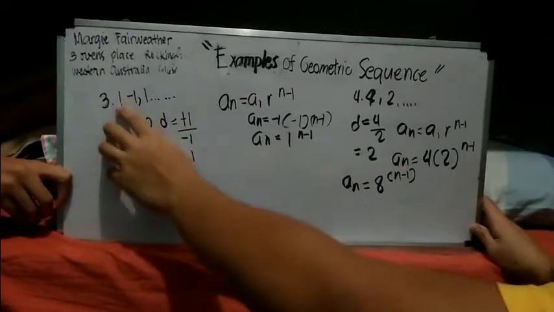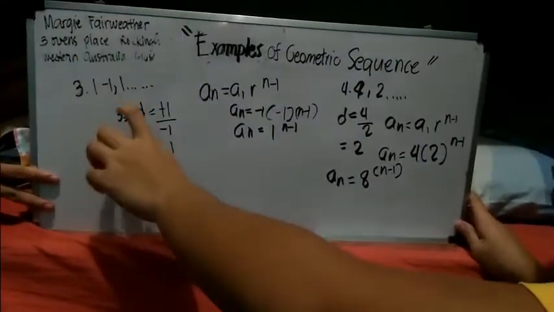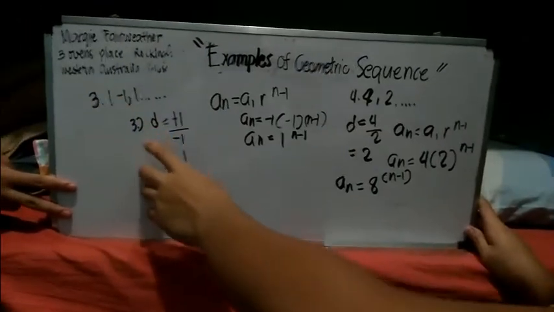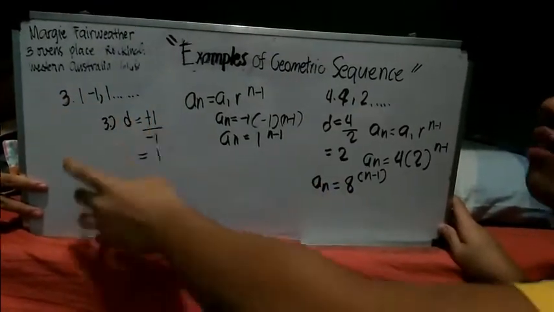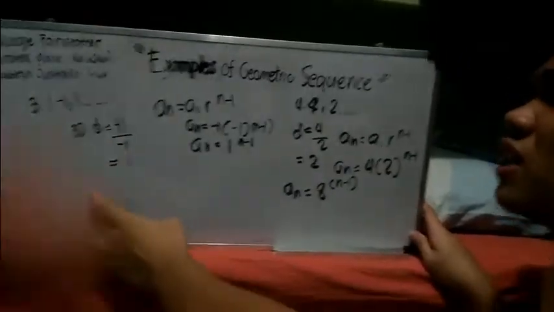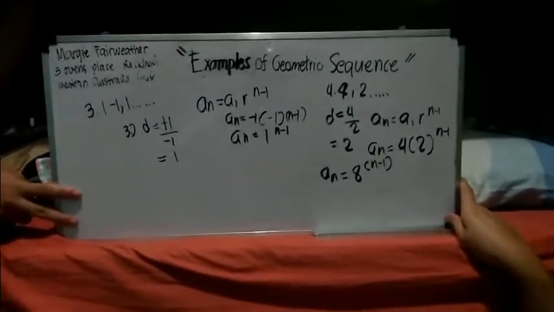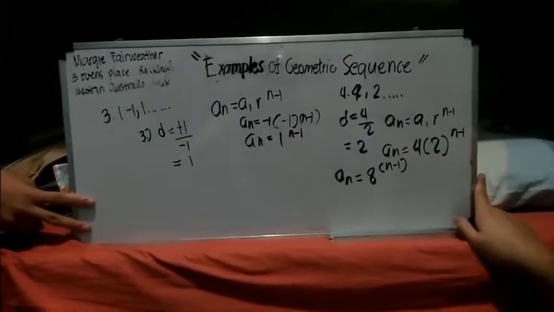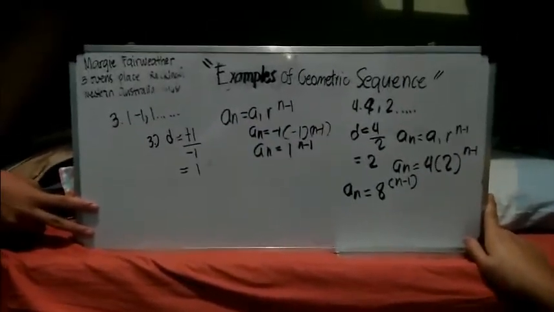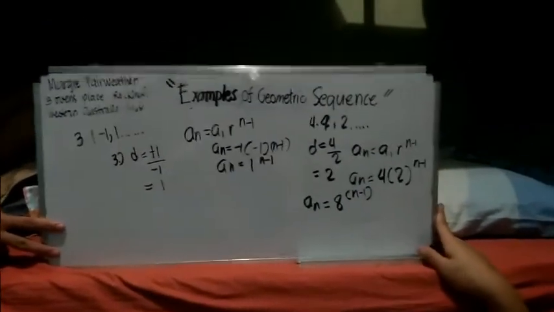Here is 1, negative 1, then 1, and so on. So we find the common ratio: the first term and then the second term. Negative 1 divided by 1 is negative 1. So a_n is equal to a_1 times r to the n minus 1. Negative 1 times negative 1 to the n minus 1 is equal to (negative 1) to the n minus 1.